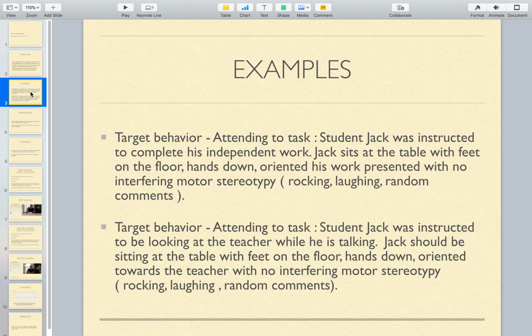Target behavior, for example number 2, is attending to tasks. Student Jack was instructed to be looking at the teacher while he is talking. Jack should be sitting at the table with feet on the floor, hands down, and oriented towards the teacher with no interfering motor stereotypy, rocking, laughing, or random comments.